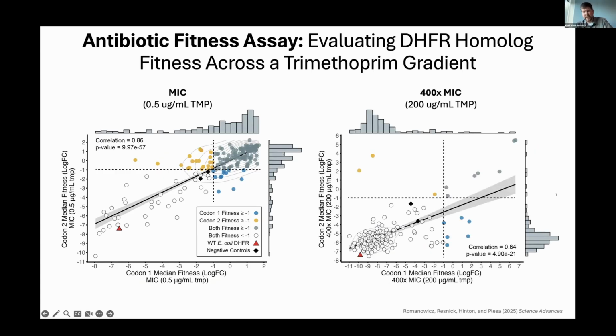However, when we then switch over to 400 times the MIC, the far end of the trimethoprim gradient, right? The majority of our homologs start to lose function. And we're showing very low fitness values across both codon versions. And notably, of course, there's a few high fitness homologs that persist. Some are shared between the codon versions, some are unique to one version or the other. And then these indicate exceptional resistance to trimethoprim inhibition.